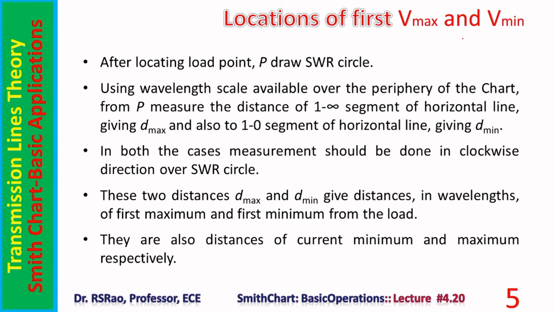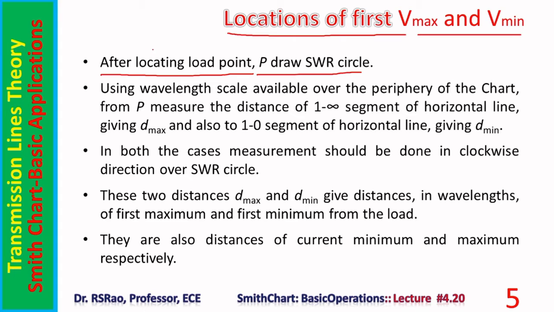Now we move to another task, that is finding locations of first Vmax and first V minimum. After locating the load point, draw the SWR circle. As already mentioned, this is the starting point in many of the usages of the Smith chart. Load is given, characteristic impedance is given. From that you have to find out the normalized load impedance, and this normalized load impedance has to be transferred to the Smith chart. It gives load point P. Once P is available, one can draw the SWR circle without any difficulty.